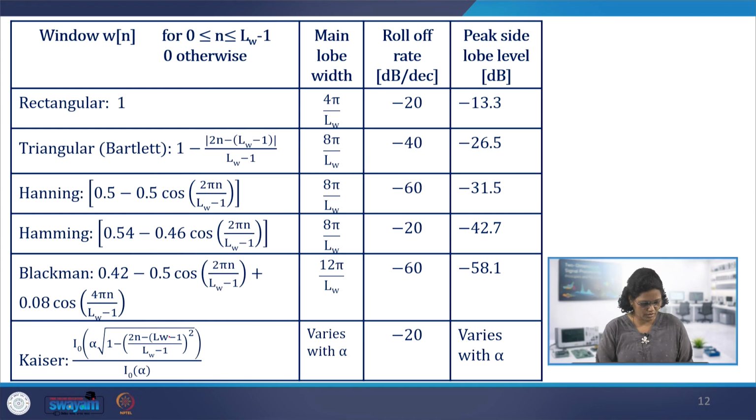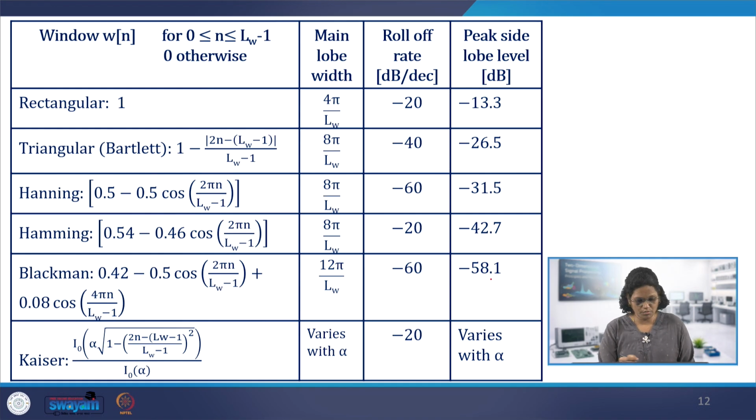It depends on the zeroth-order Bessel function. So as alpha varies, the roll-off rate also varies. The roll-off rate is -20 here, and here the decay rate is -40, and this is quick decay for the Hanning and Blackman windows. Also the peak side lobe level is -13.3. We have seen this is -26, still further down, then -31.5, -42.7 and -58.1.